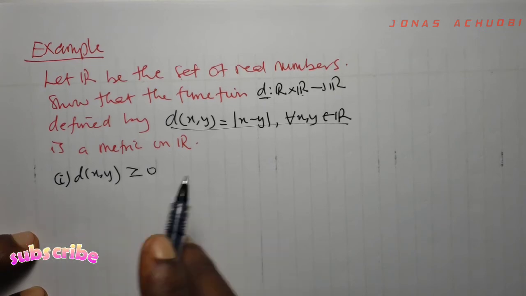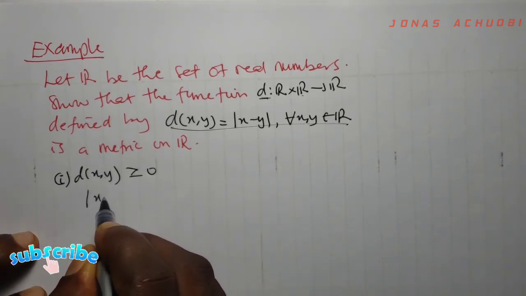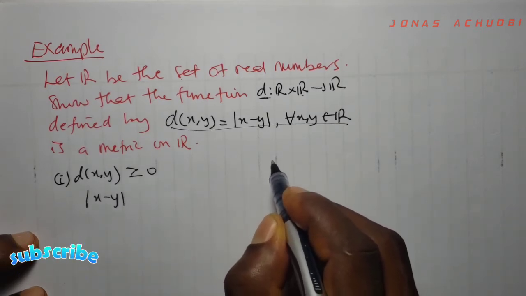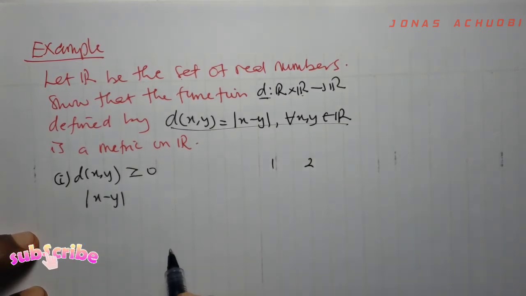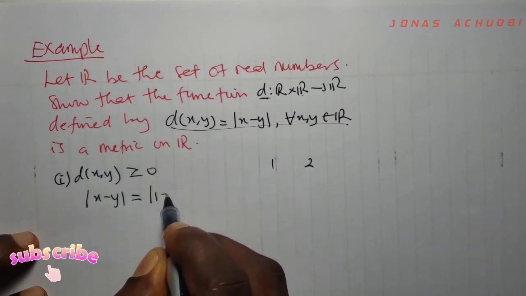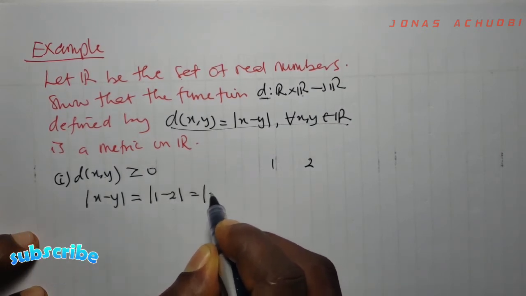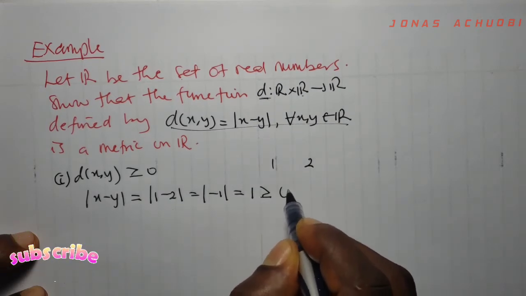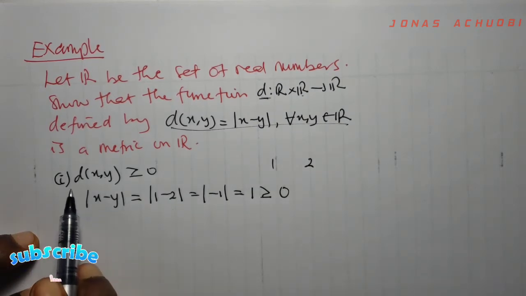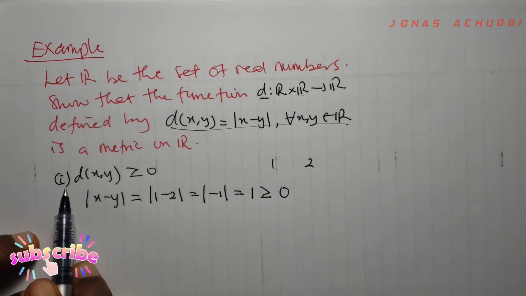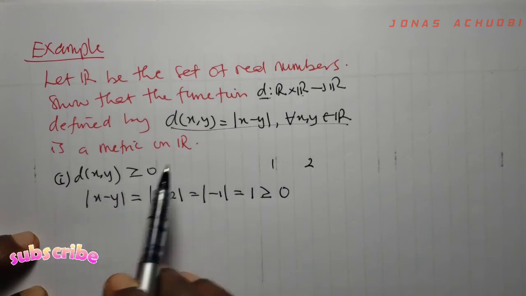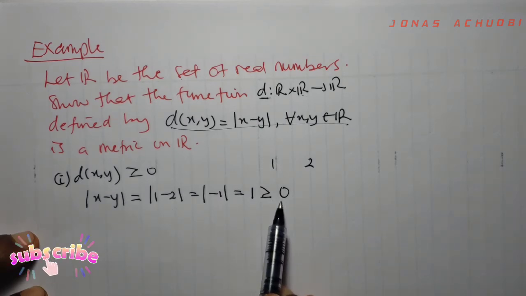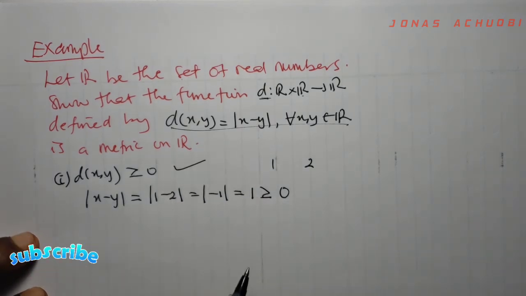So this distance d(x, y) is nothing but the absolute value of x minus y. If you pick any 2 numbers from R, say 1 and 2, then the absolute value of 1 minus 2 is the absolute value of minus 1, which is equal to 1. And 1 is greater than or equal to 0. So the first condition is satisfied: the distance between point x and point y will always be non-negative. So condition number 1 is ticked.